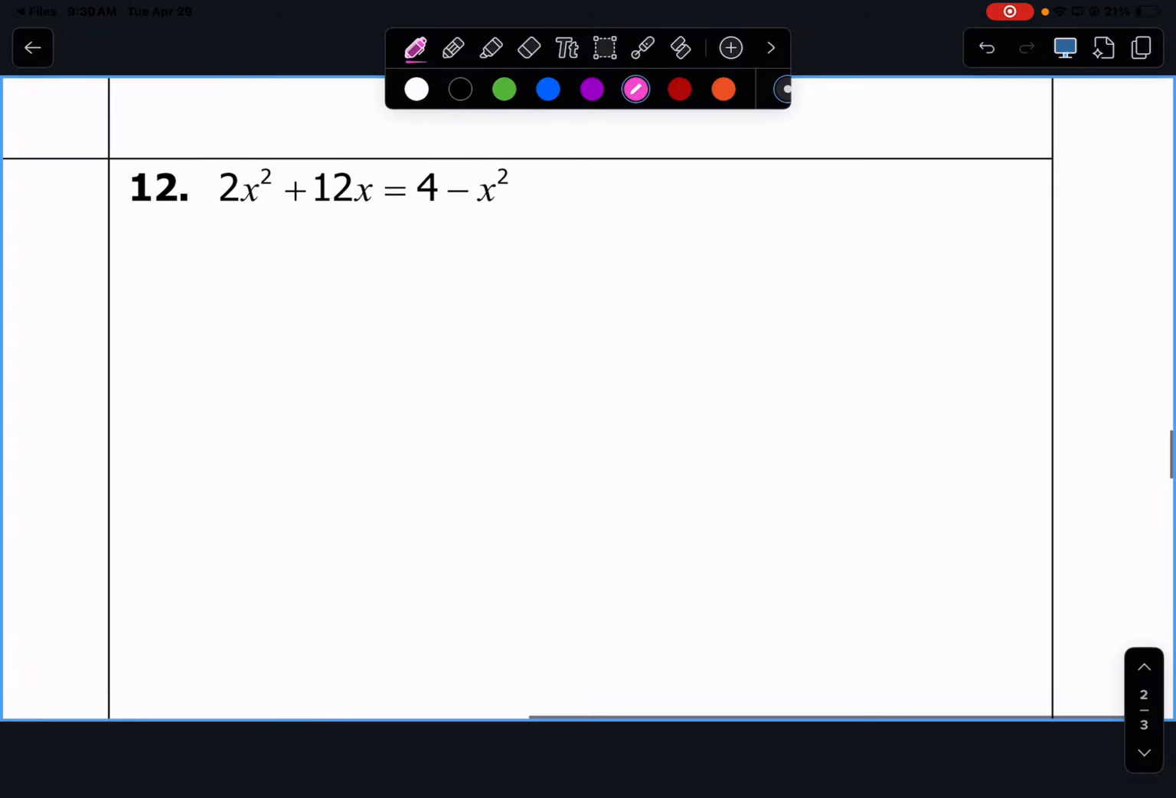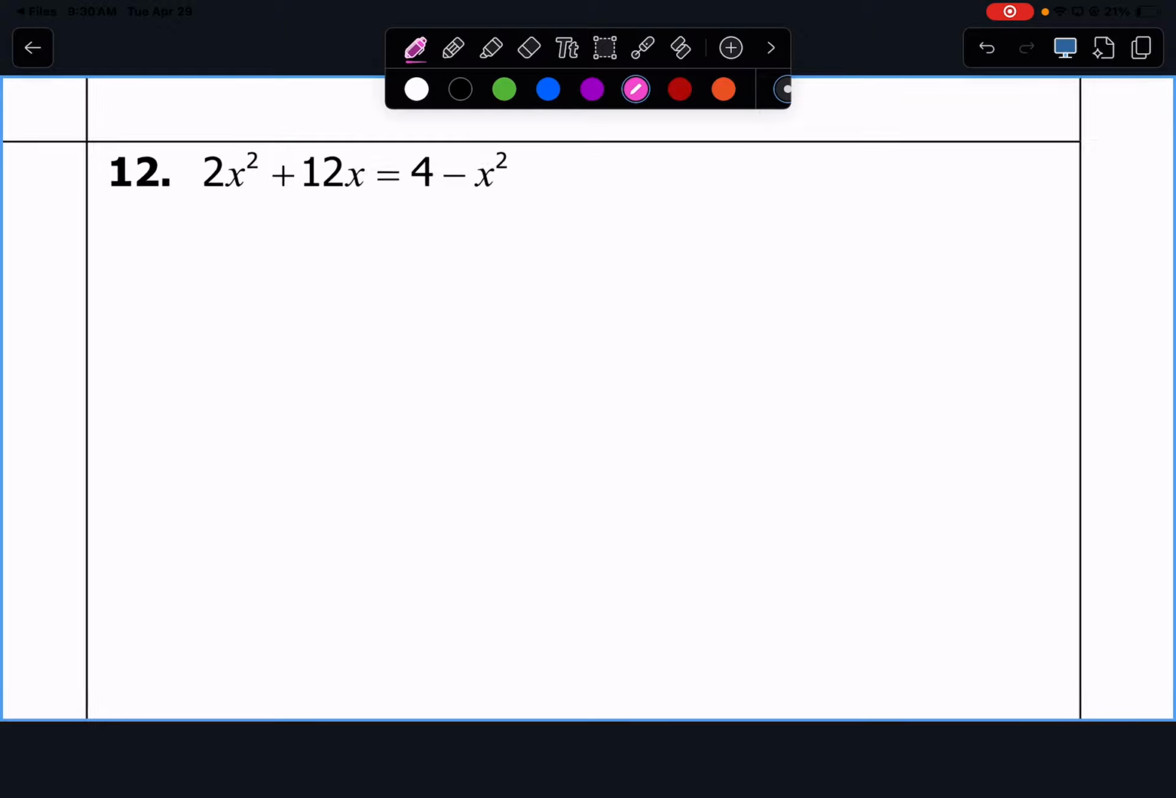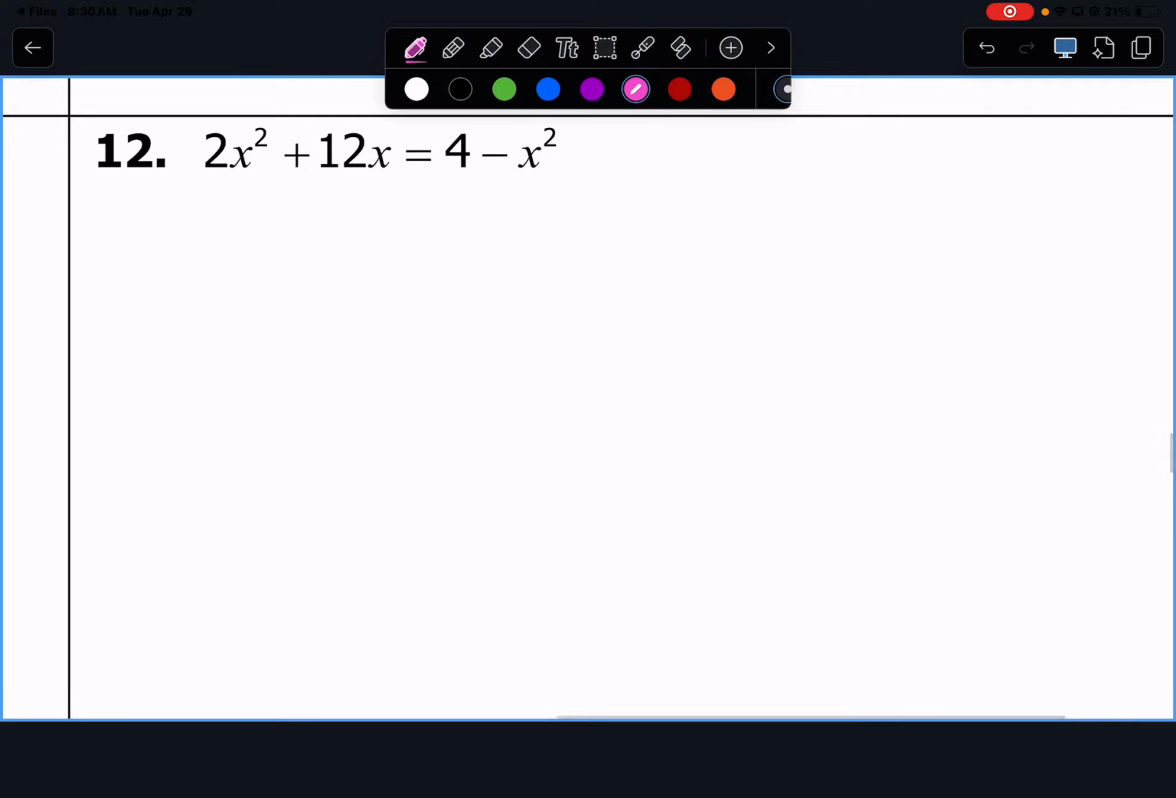For 12. Okay? Is 12 in quadratic formula, or is 12 in standard form? No. What do I move? 4 and x squared. How do I move 4? Subtract 4 and add a squared. Okay, now what else do I need to do? Write it back out. It would be 3x squared plus 12x minus 4 equals 0.